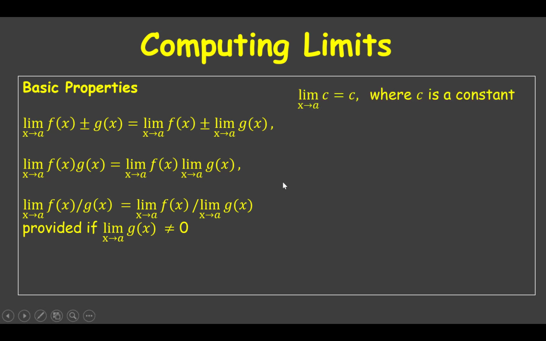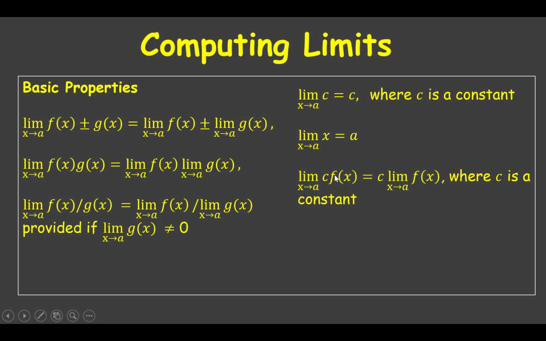Let's look at a few more simple properties. The limit of a constant is equal to that constant. And then the limit of x when x goes to a is equal to a. And then if you have a constant times a function, its limit is the same as that constant times the limit of f(x). In other words, you can always move this constant out of the limit.